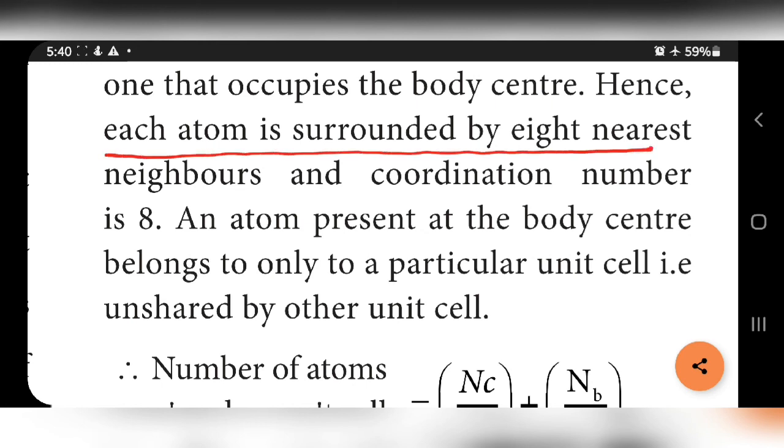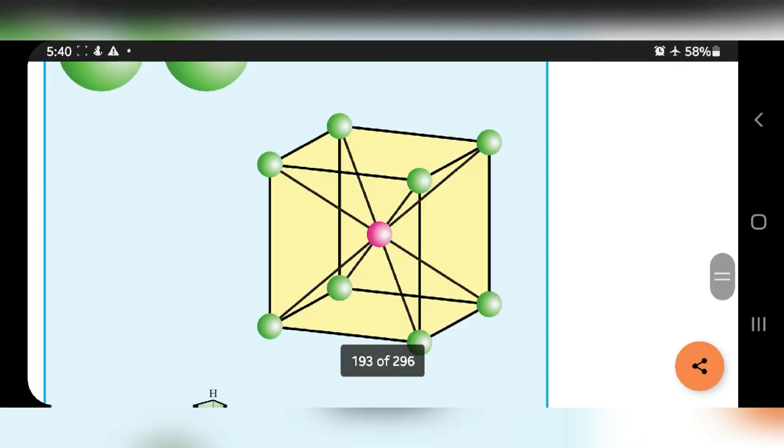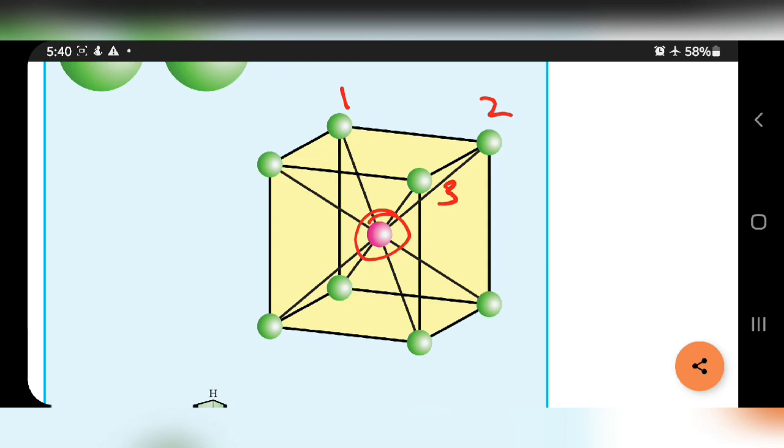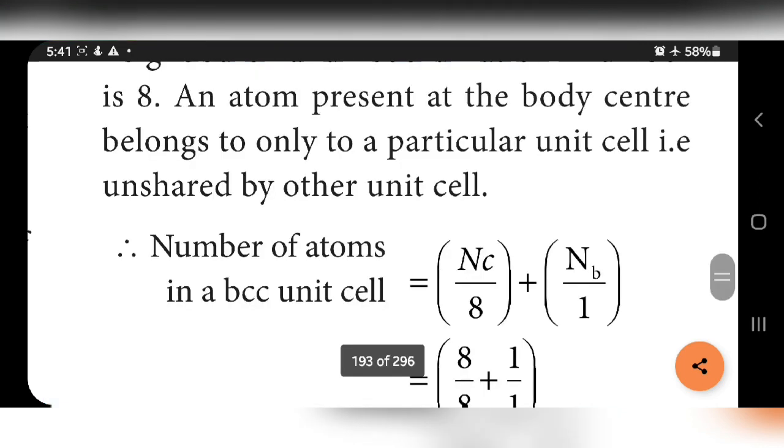Hence, each atom is surrounded by 8 neighbors. So the coordination number is 8. For simple cubic, the coordination number is 6. Here the coordination number is 8. What do you mean by coordination number? The number of surrounding atoms, simply. So totally how many atoms are surrounding here? For that also, please refer to the picture. This atom is surrounded by 8 atoms: 1, 2, 3, 4, 5, 6, 7, 8. So the coordination number is 8.